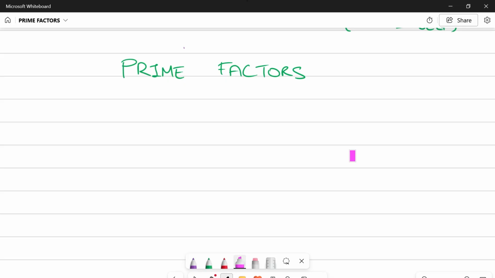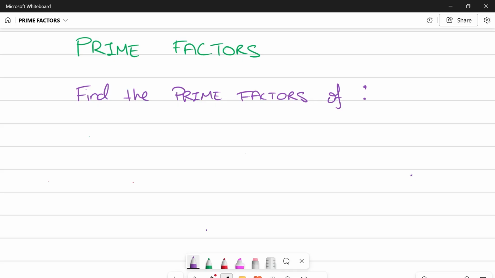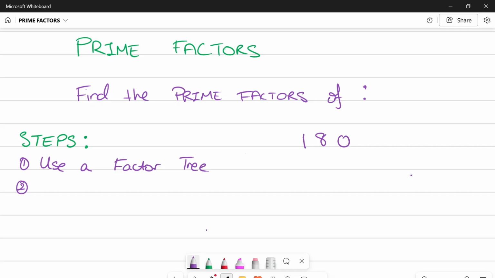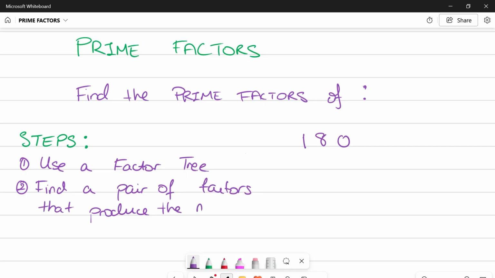Right, so the prime factors of a number are the factors of a number that are also prime numbers. So let's look at an example. Suppose we are asked to find the prime factors of 180. In order to find the prime factors of any number, we use a factor tree. In order to find the prime factors of 180 using a factor tree, we must first find a pair of factors that produce the number.